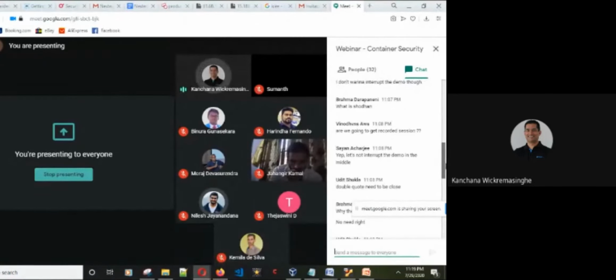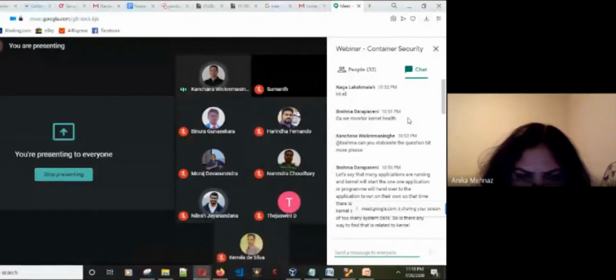The question is a little bit, I think there may be some wording mismatch. So if I'm trying to interpret right, it's trying to find out if there is any tooling that can monitor kernel health. Is the person still on the call? Is Brahma still on the call? So are you asking, is there any tool to monitor the status of the kernel? Is that what you're asking?